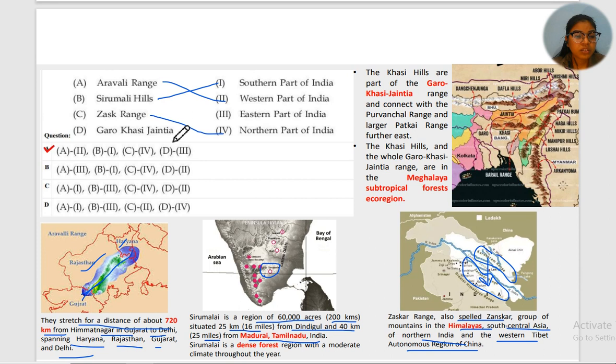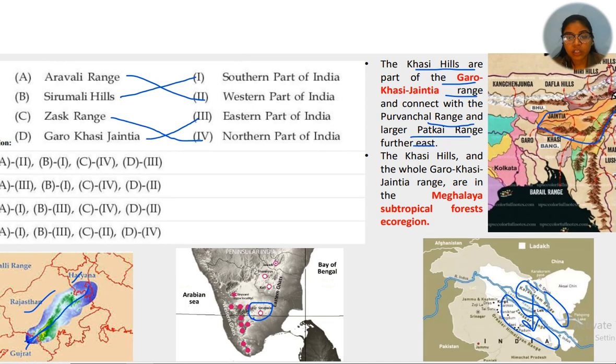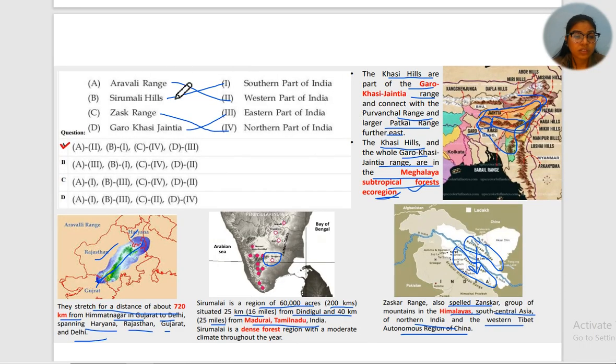After that, the last one is your Garo Khasi Jaintia. It lies in the eastern part of India. The Khasi Hills are part of the Garo Khasi Jaintia range and connect with the Purvanchal range and the larger Patkai range further east. As you can see, this is your Jaintia and here lies your Garo. This is your Khasi range. The Khasi Hills and the whole Garo Khasi Jaintia range are in the Meghalaya subtropical forest ecoregion. So all these lie in the Meghalaya subtropical forest ecoregion. So these were the answers of the ranges.